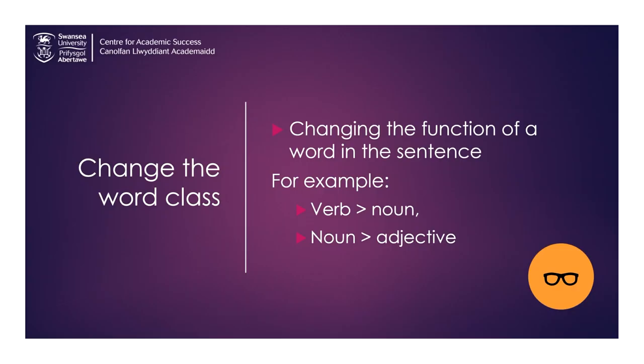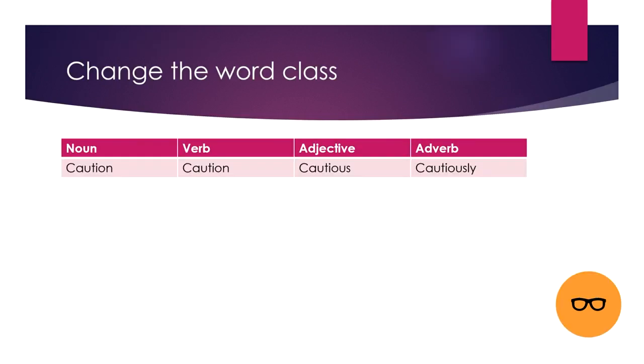This brings us to word class. When changing the word class, you change the function of the word within the sentence. So you might change a verb to a noun or a noun to an adjective, keeping the root of the word the same. For a clear example, look at the word caution.